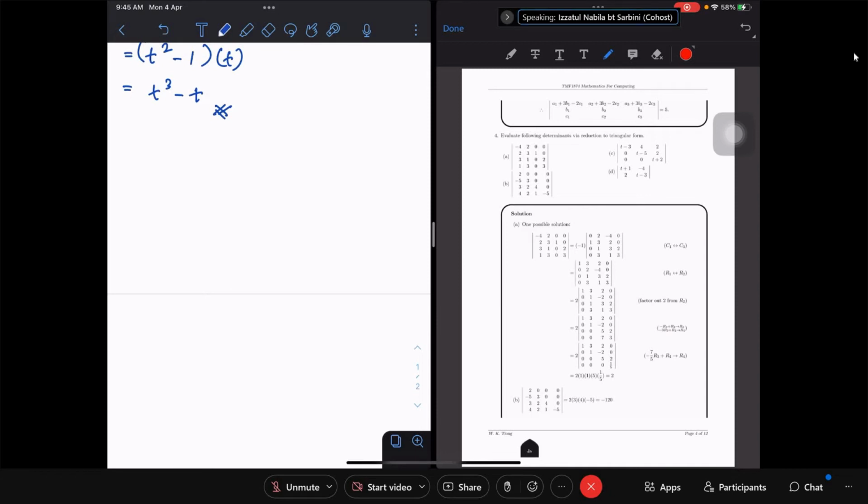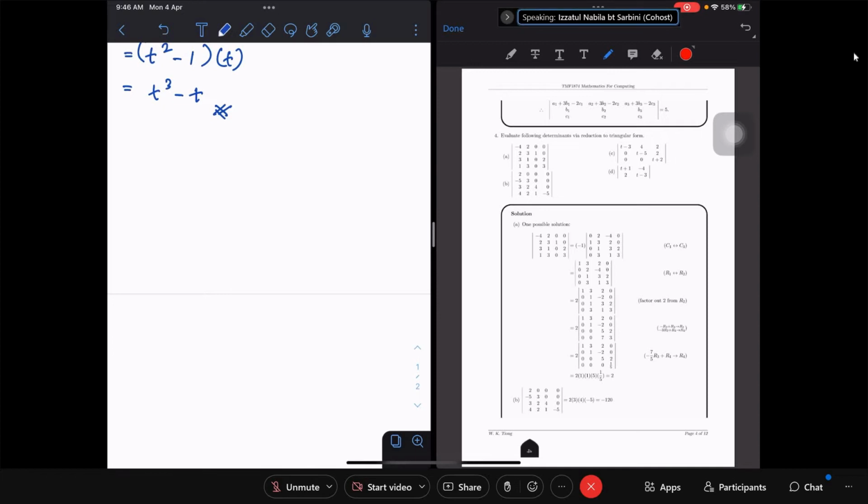Alright, number 4. Evaluate the following determinants using reduction. It's the same, so I'll just go through. Basically you need to understand the concept and try to do it on your own. Hopefully you have tried this and not come to class without trying. So before you enter my tutorial class, you should have tried the tutorial first. It will be easier for you to understand.